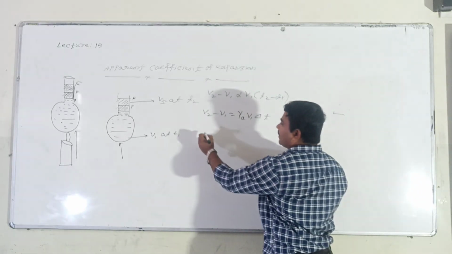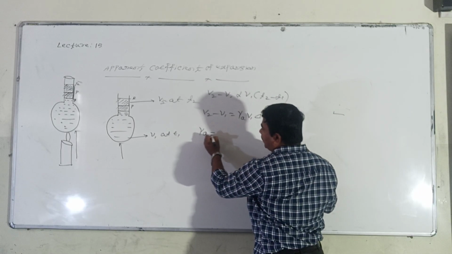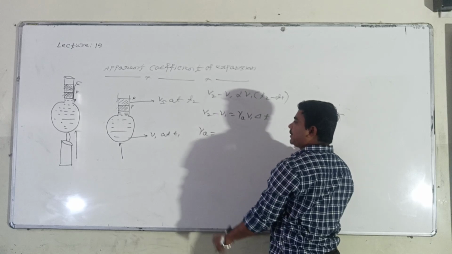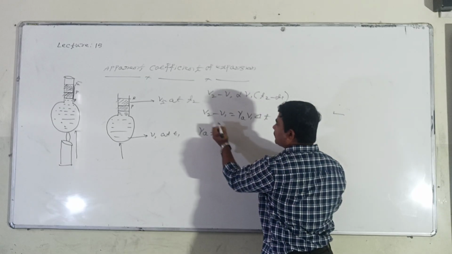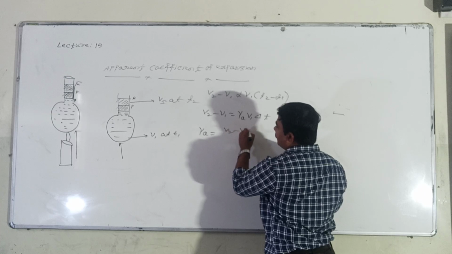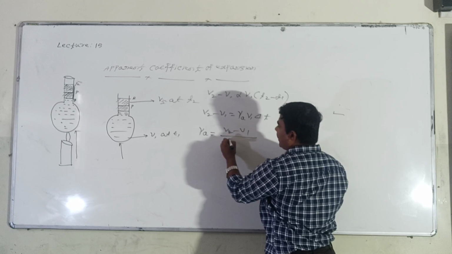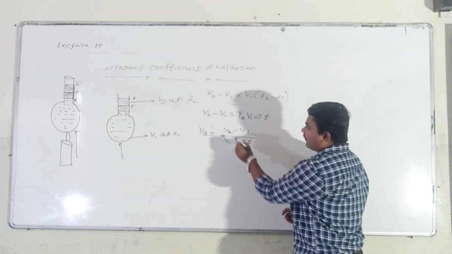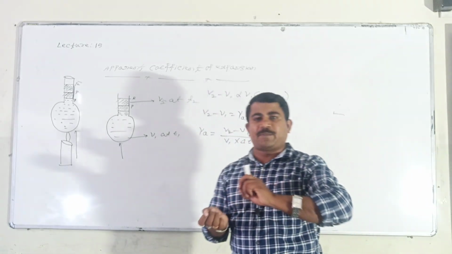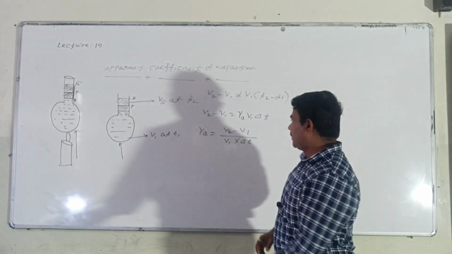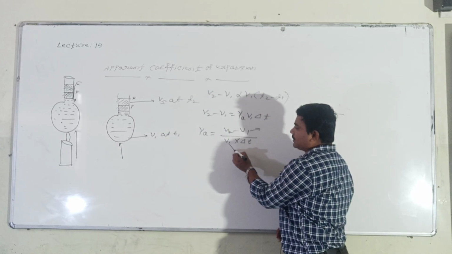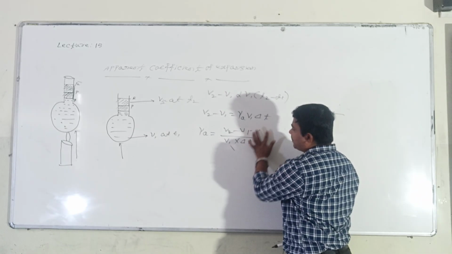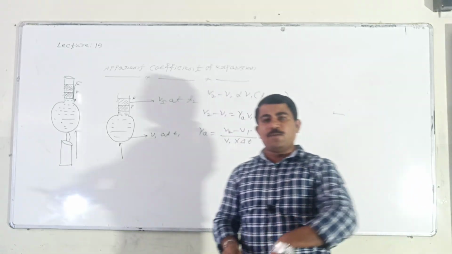Then what is gamma A? Gamma A we are calling the apparent coefficient of volume expansion. How to write this? It is (V2 minus V1) divided by V1 into delta T, right? Actually, what is V2 minus V1? V2 minus V1 represents the apparent increase in volume. What is V1? Initial volume. What is delta T? Rise in temperature.